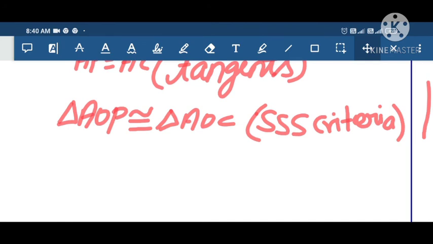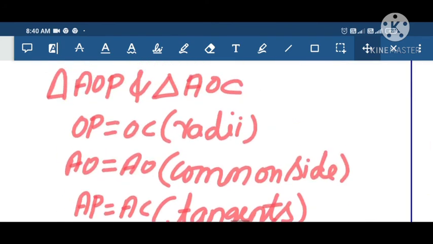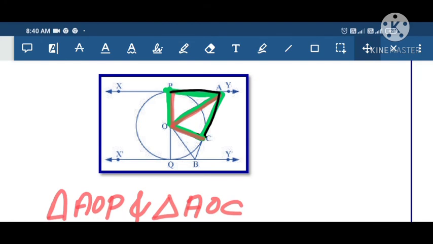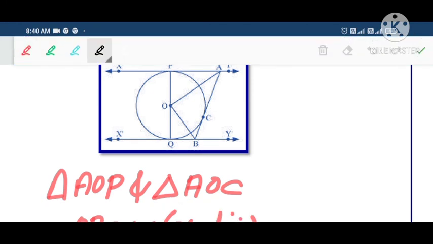By the side criteria, triangles AOP and AOC are congruent. In the same way, you can take the opposite side. Now observe triangle BOC and triangle BQO, which are also congruent. OB is the common side, OQ and OC are the radii, and BQ and BC are the tangents. By the same concept, the side criteria applies.